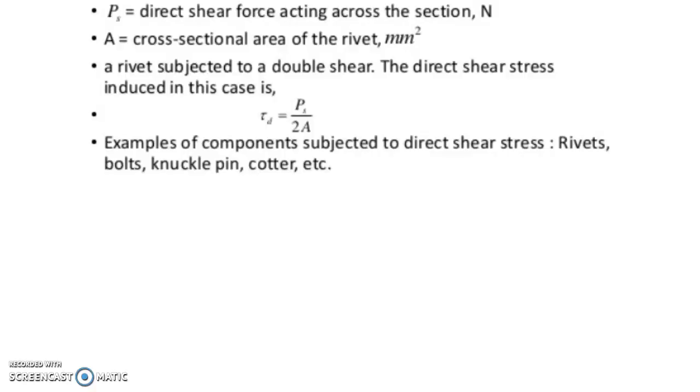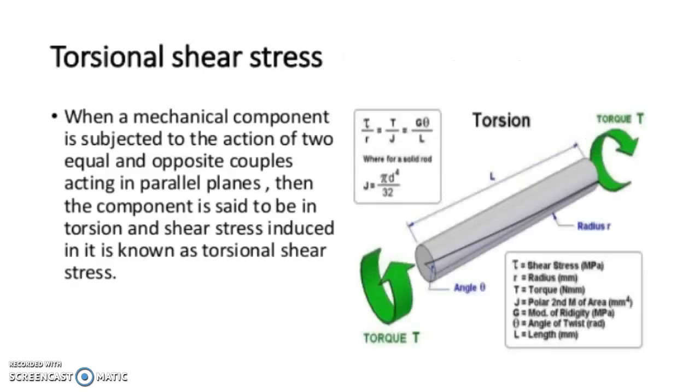We can calculate the value of shear stress using this equation. Tau d is equal to Ps divided by 2A, where Ps is the direct shear force acting across the section and A is the cross-sectional area. It will generally happen in rivets, bolts, knuckle pin, cotter, etc.